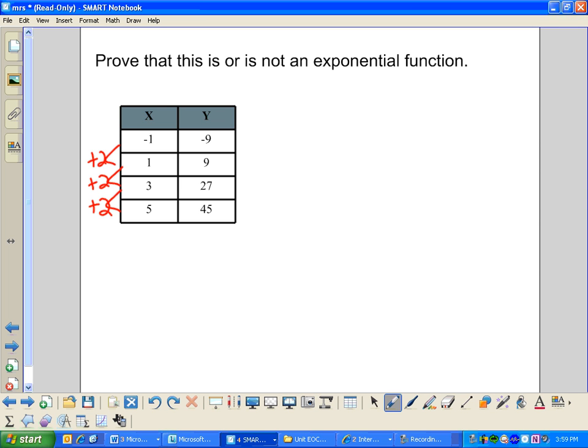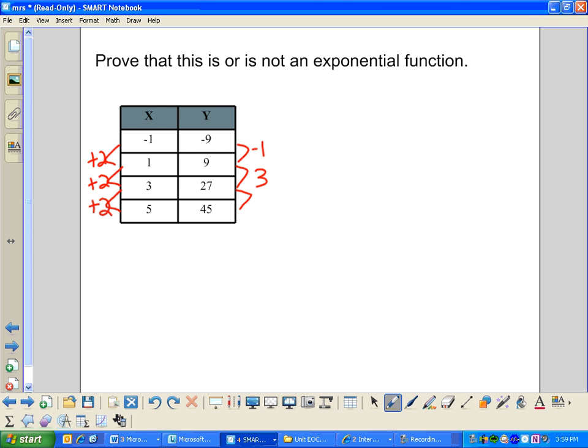Let's check my changes in y. Let's see if it's got a common ratio. Negative 9 times what gives me 9? Negative 1. Negative 9 times what gives me 27? 3.